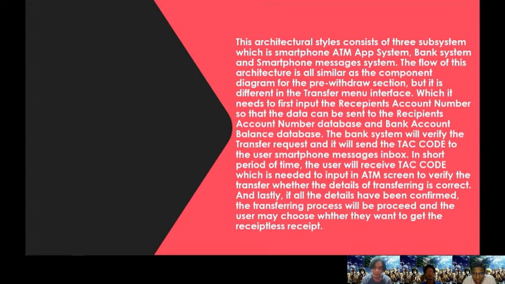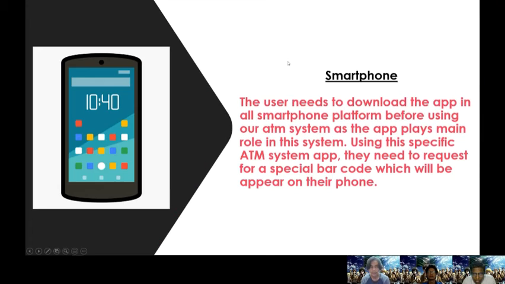The bank system will verify the transfer request, and it will send the TAC code to the user's smartphone inbox. In a short period of time, the user will receive the TAC code, which is needed to input on the ATM screen to verify whether the details of the transfer are correct. And lastly, if all the details have been confirmed, the transferring process will proceed and the user may choose whether they want to get the receipt or not. So next slide. For this part, I will be passing to Tinesh Kumar.